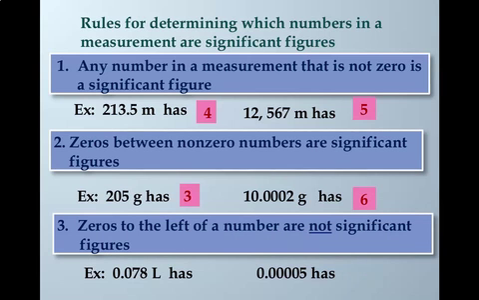Okay, the third rule is also with zeros. Zeros to the left of the number are not significant figures. Now they have to be there because they are placeholders, but they are not considered significant figures when we're counting. So 0.078, we're not going to count the zeros, only the 7 and the 8. So that gives us a significant figure number of 2. 0.00005, we're not going to count any of those zeros that are to the left of the number, so we're only counting the 5. So we have 1 significant figure there.